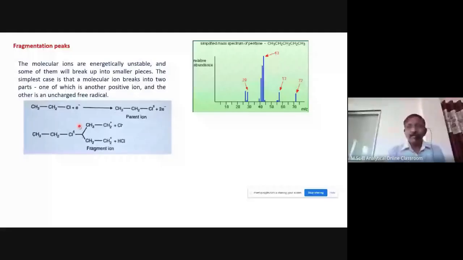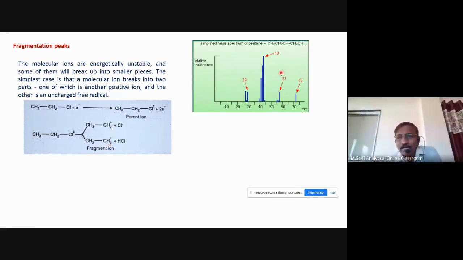If we see ethyl chloride, it gives the parent ion by loss of an electron. Then it undergoes fragmentation: we can break here, so we get a chlorine radical and an ethyl carbocation. In some cases this molecular ion picks up a proton from this side to form HCl, and here we get the radical cation. Such structures are also observed over here.